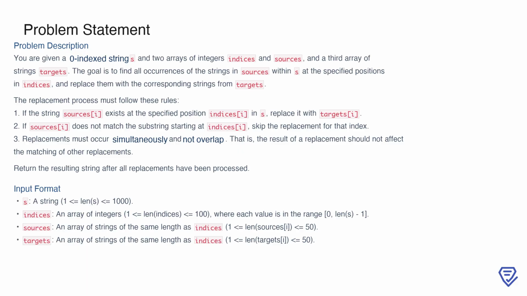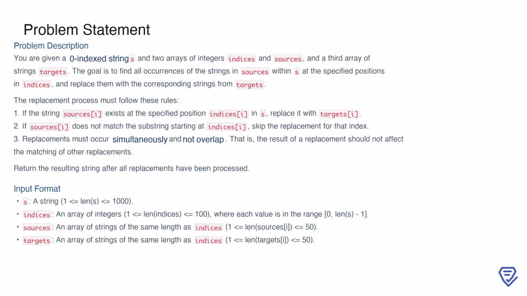Specifically, you're given a string S along with 3 additional inputs: an array indices, an array sources, and an array targets. The goal is to replace certain substrings of S with corresponding values from targets, but only if those substrings match the strings in sources at the specified positions in indices. The rules are straightforward. First, if the substring at indices[i] matches the value in sources[i], then it should be replaced with targets[i]. However, if there is no match, the replacement for that index is skipped.